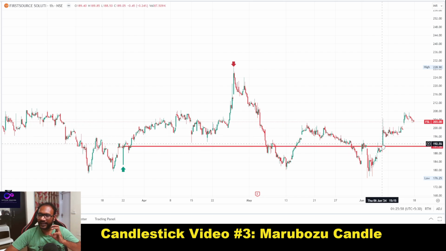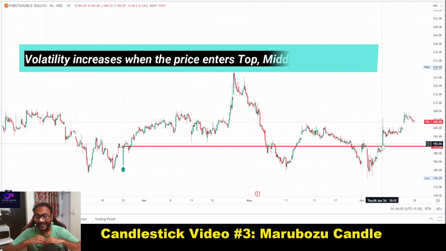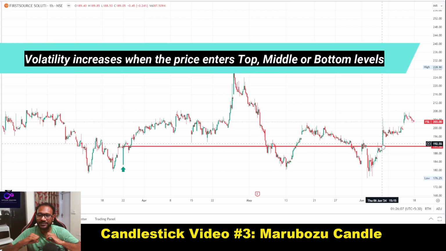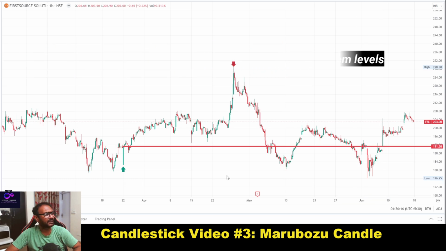So there is high-end action. Whenever there is a Marubozu candle formed in the past, you got to observe that region very carefully, because there will be an enormous amount of volatility as soon as it reaches the critical levels of support or break, right? So that is the first example.